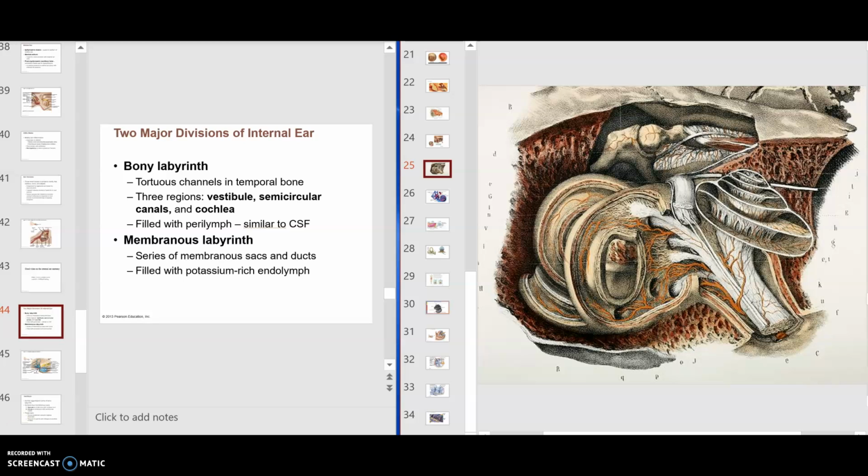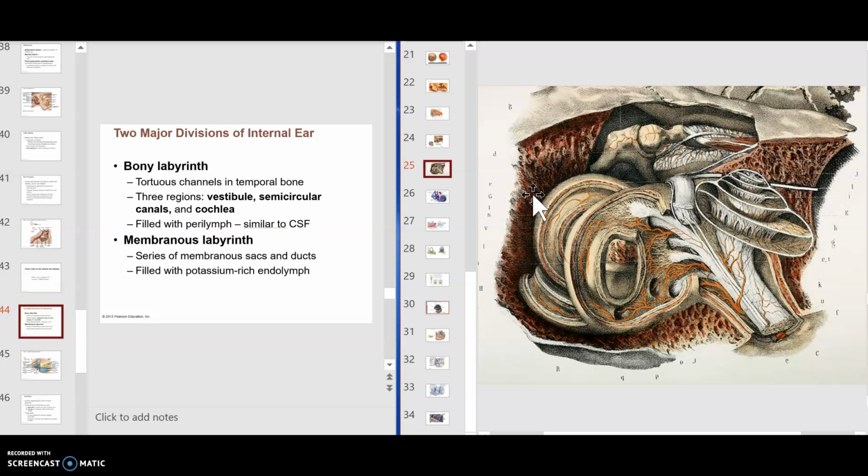Okay, imagine the spaces cut out in the bone are going to be called the bony labyrinth. Imagine that the plastic tube would be called the membranous labyrinth. A tube-like membrane within there with several parts to it. Now the space between the bone and the tube is going to be filled with some fluid, and that fluid is going to be called perilymph.